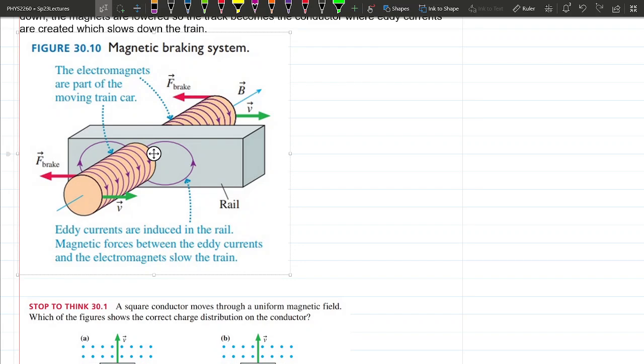Before we do the stuff to think about, I'm just going to show you a little demo. It's very similar.